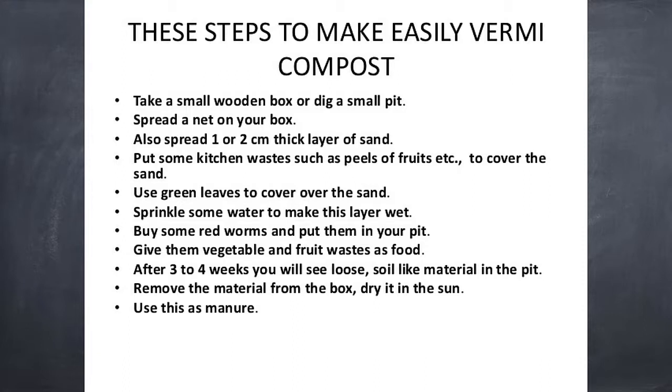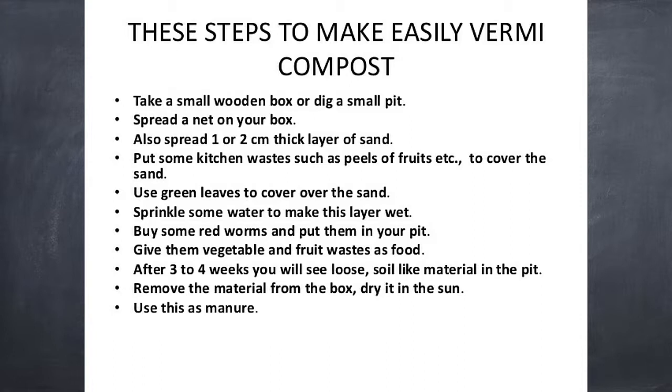So let's start with how the procedure goes. We have to consider either a small wooden box or we can dig a small pit where we have to place a net. Then we have to spread a 1 to 2 centimeter thick layer of sand. Upon that we can place the kitchen waste like peels of fruits, vegetables and all, and then we have to cover it with sand. And then green leaves also can be placed for attraction.